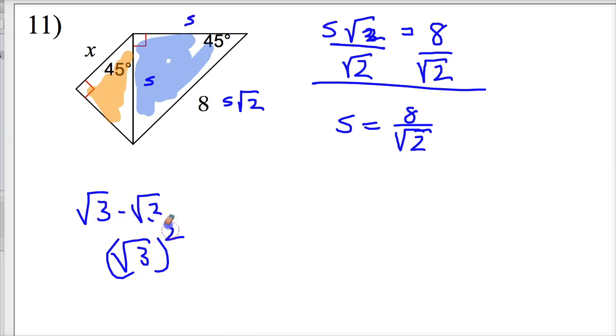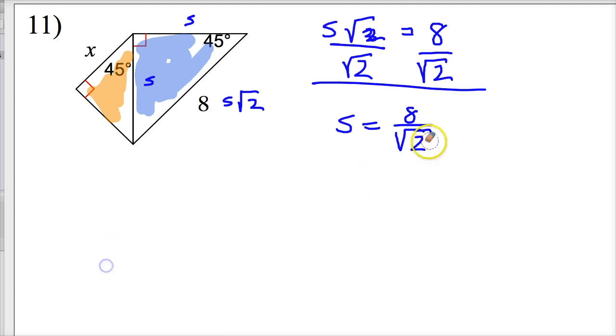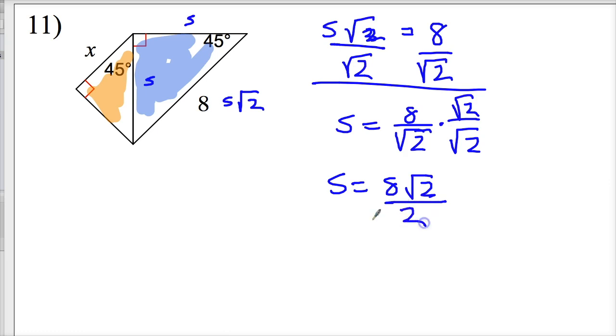So the square root of 3 times square root of 3 would just be 3. Same thing here. We want this to be an integer 2 and not the square root business. So you have to multiply it by square root of 2. Problem is you have to do it to the top as well. So once you get that done, the blue side, this thing right here, is equal to 8 square root of 2 over 2, which reduces down to 8 divided by 2 is 4.